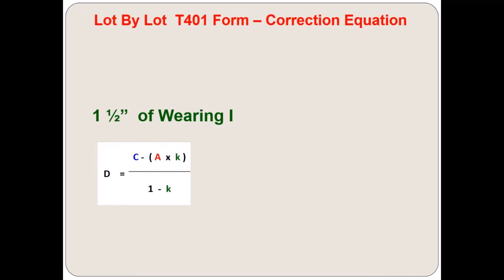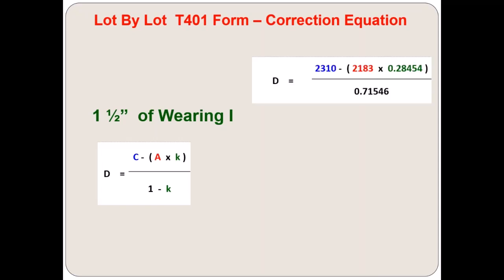So moving into our example, we've got 1.5 inches of wearing one. Our 2310 was our average wet density of the new asphalt. 2183 was the average density of the existing asphalt. For 1.5 inches thick, our K value is 0.28454. And then 1 minus K is 0.71546.